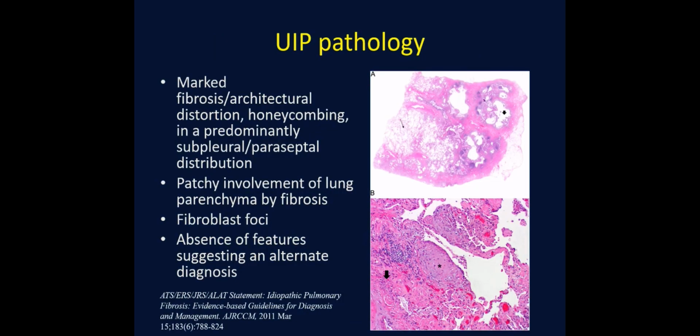The pathology of UIP is characterized by marked fibrosis and architectural distortion, often honeycombing, and often in this characteristic subpleural or paraseptal distribution. Fibroblastic foci are a salient feature, these foci of young connective tissue. The involvement is often patchy, and there are no features to suggest an alternate diagnosis.